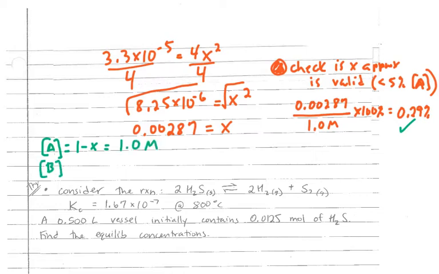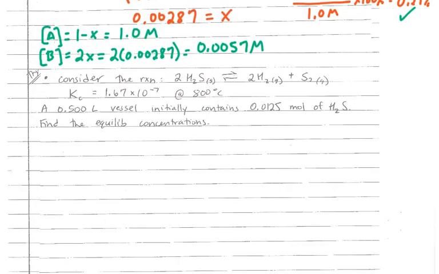And the concentration of B at equilibrium was 2X, which is 2 times 0.00287, which is equal to 0.0057 molar. All right, I carried my X out to 3 significant figures because my ultimate answer should be rounded to 2 significant figures. So don't round to 2 significant figures till you get to the end of your problem.